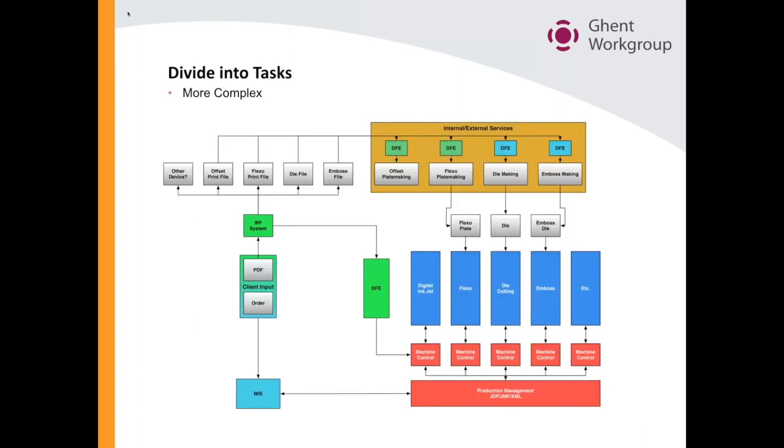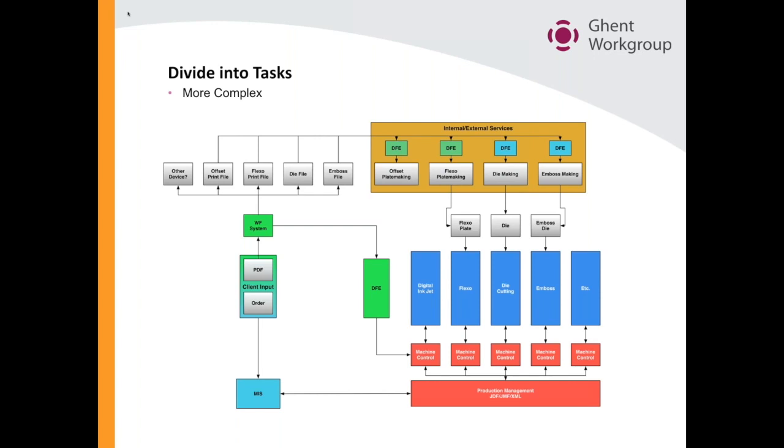Once you've done that, then you start digging down even further, and you get down into more complex tasks. Okay, so I have an order, I have a PDF file, I'm going into a workflow system, which goes into a variety of DFEs, right? For different machine controls, whether I'm doing inkjet, flexo, this was for a packaging company, die cutting, embossing, etc. I have files for stuff that's going externally, for external services.